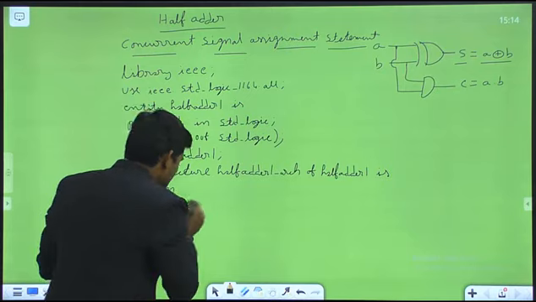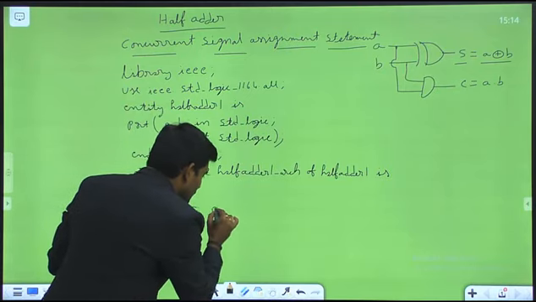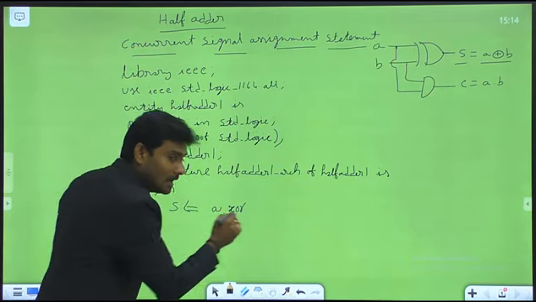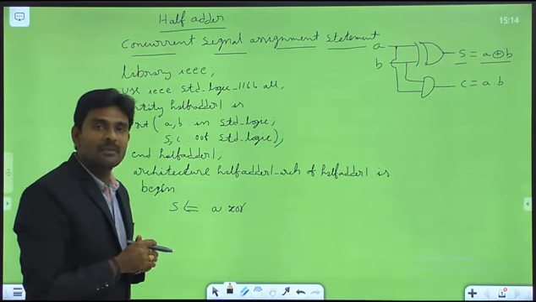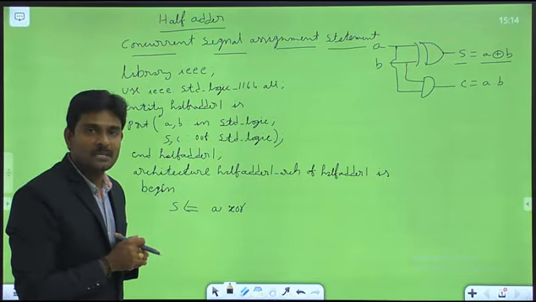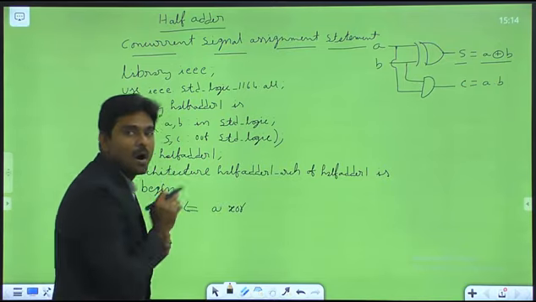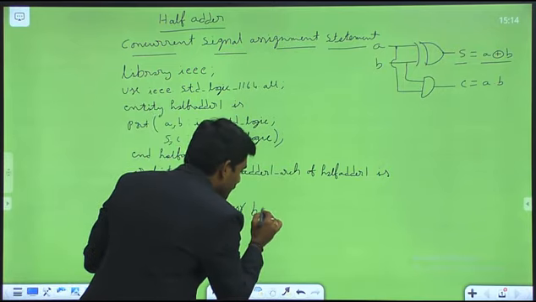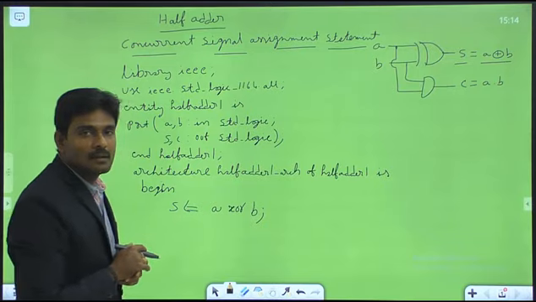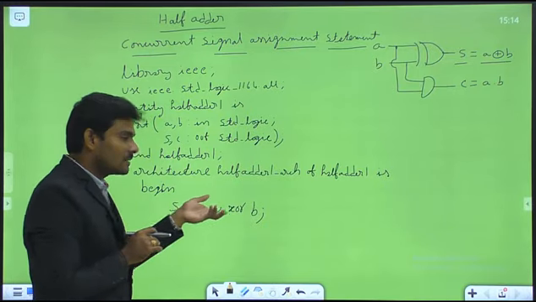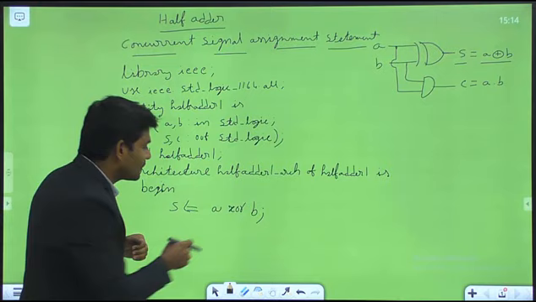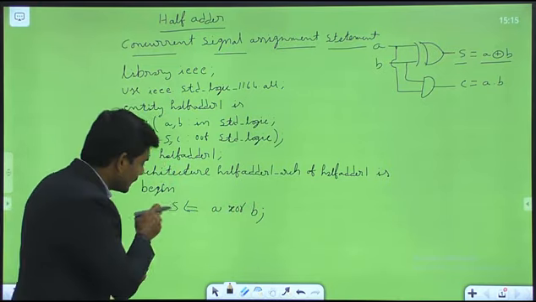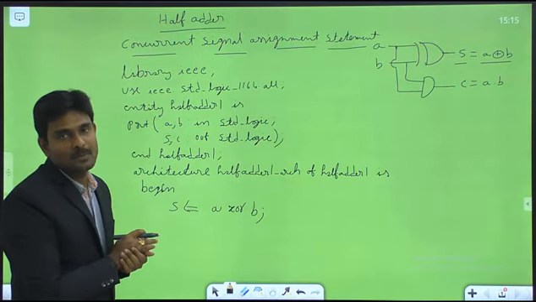So S less than or equals to A XOR B. This is the built-in operator we have in VHDL to perform the XOR operation between the given inputs. So directly I used that. By this statement itself, I get the XOR operation between A and B, and that result will be assigned to the signal S, which is sum in this particular case.